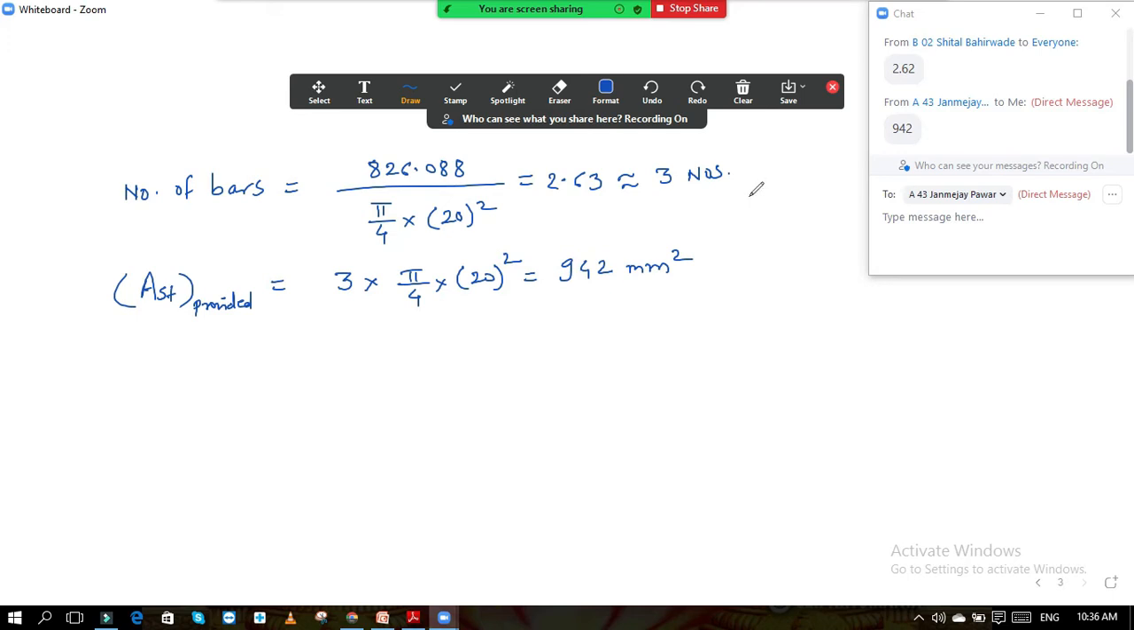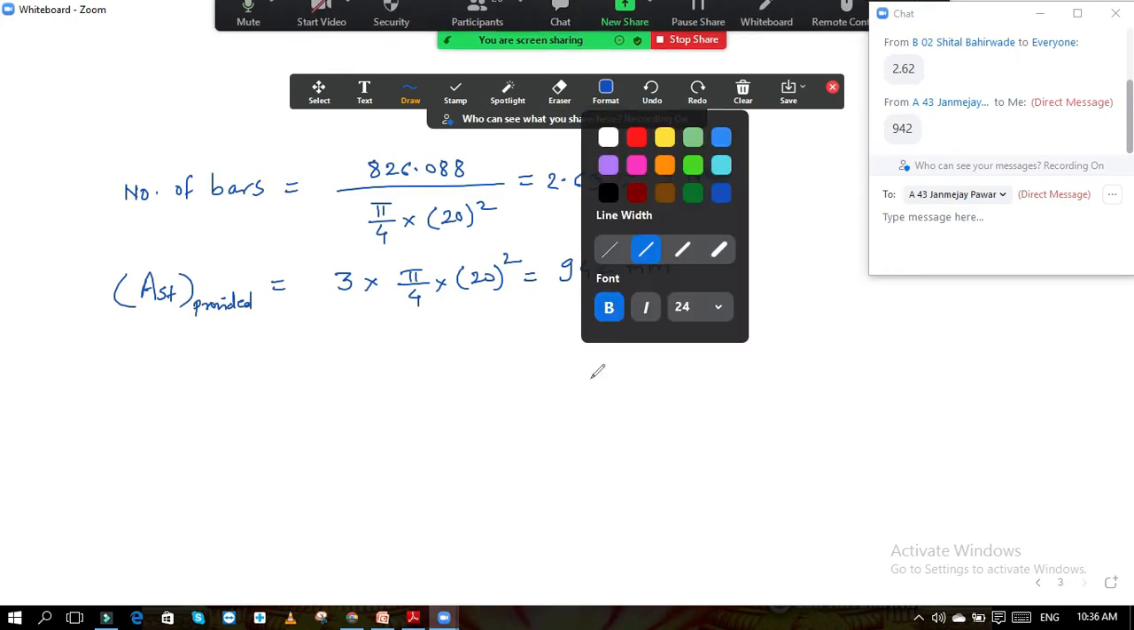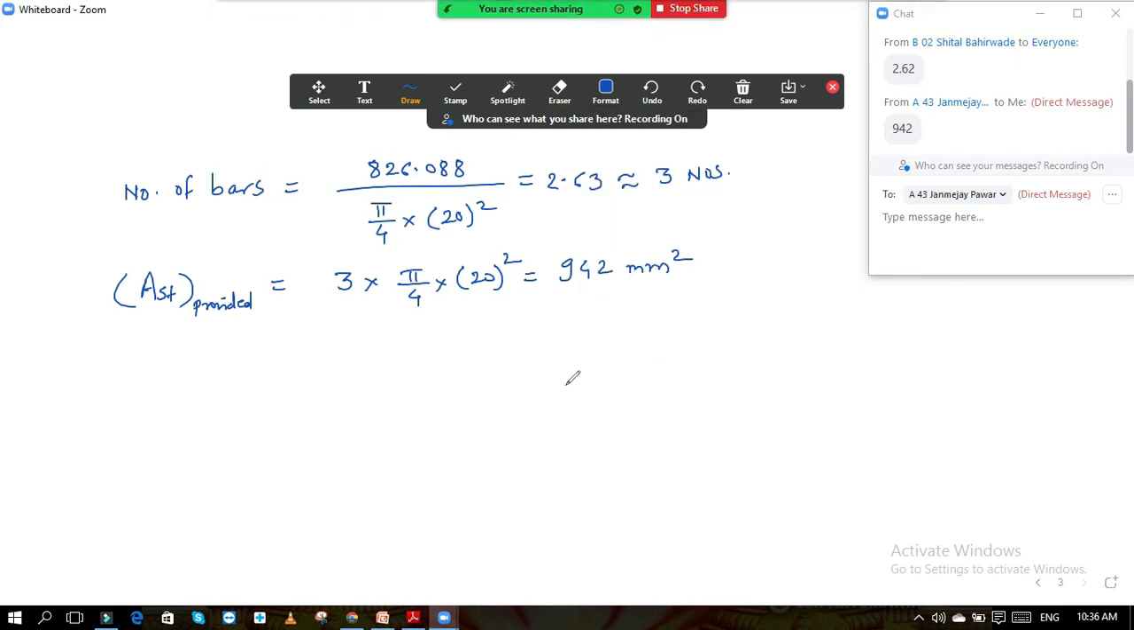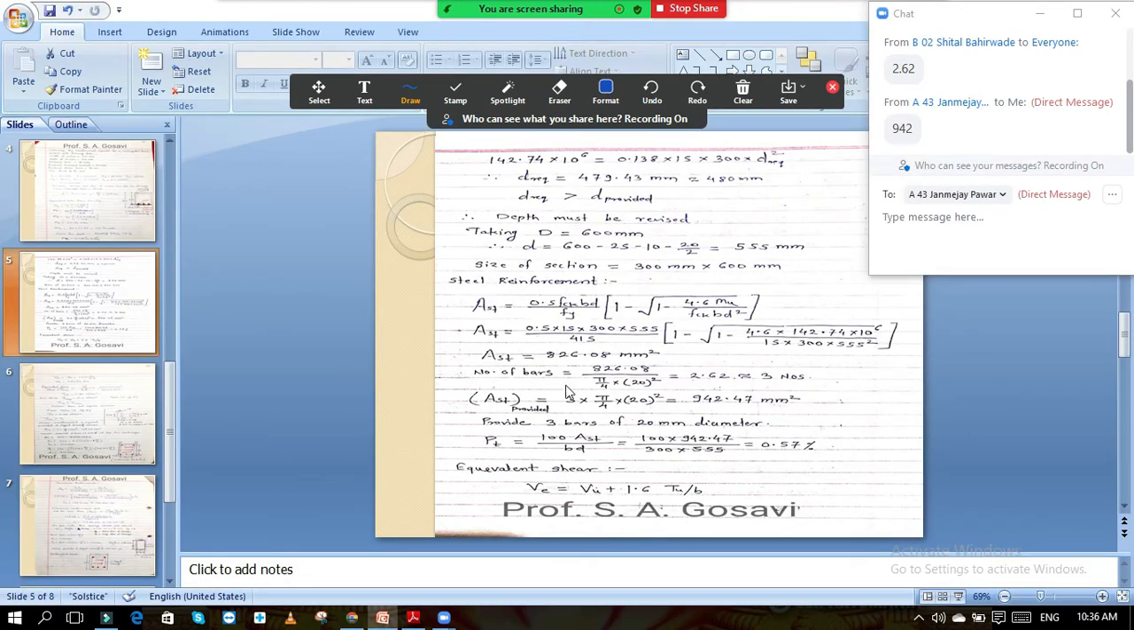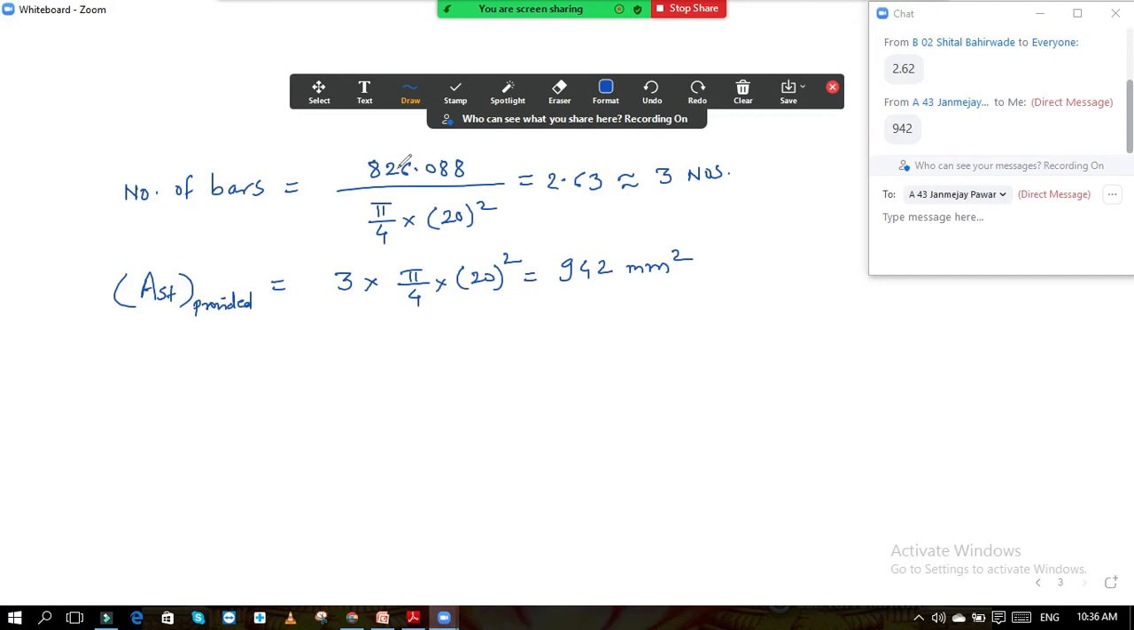So now coming back to the problem, so we have calculated AST, 3 bars of 20. I hope now up till this point the numerical is clear to you. Now from here onwards, we have calculated area of steel for the bending moment, so now we will calculate the equivalent shear. Equivalent shear next is the equivalent shear.